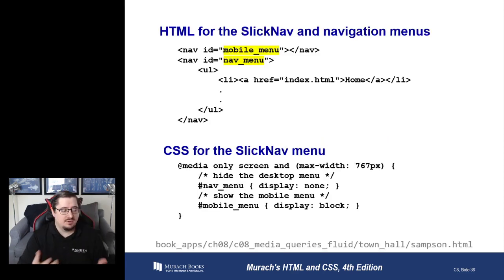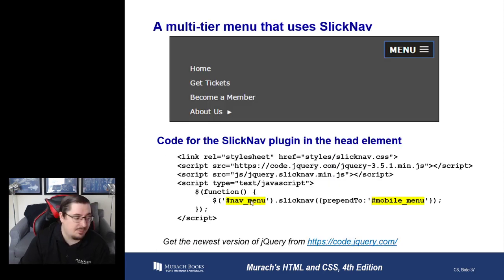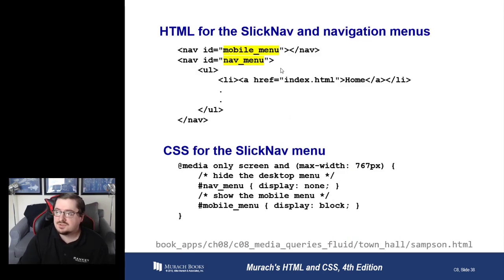All right, so here's what the HTML looks like to go with that. Remember, you need to have a desktop and a mobile. Now, here we've got the desktop navigation bar. We've given an ID of nav menu. You can see that's the first one we passed in. And then we also have a placeholder for the mobile menu.